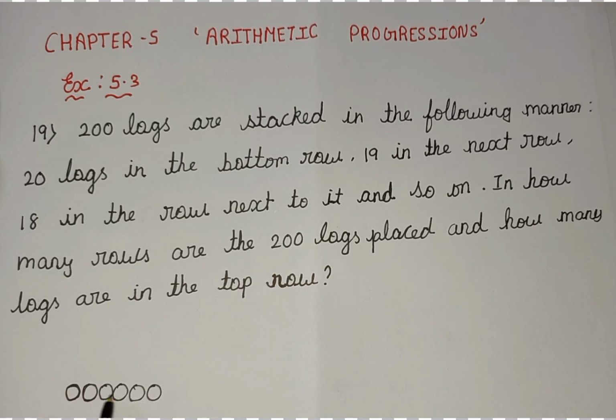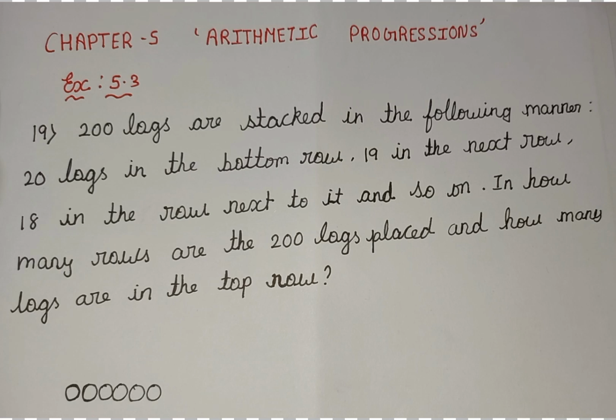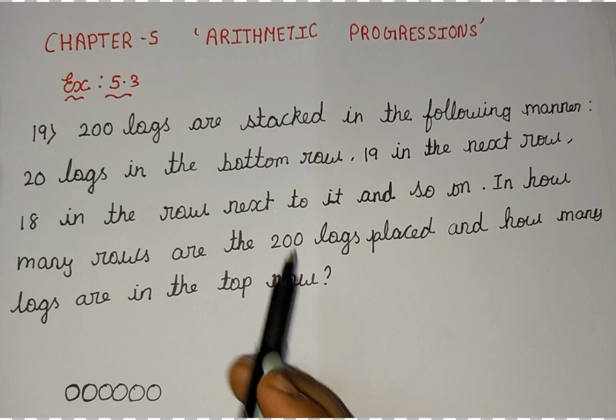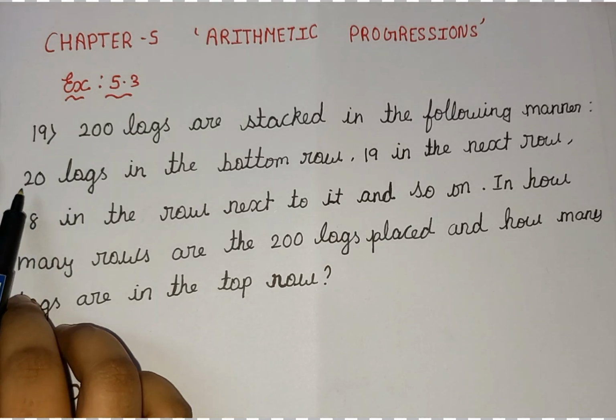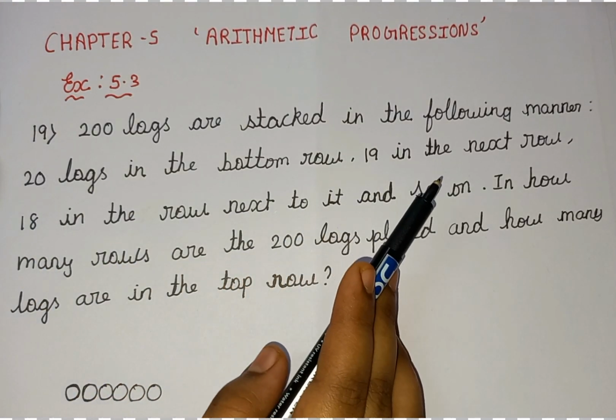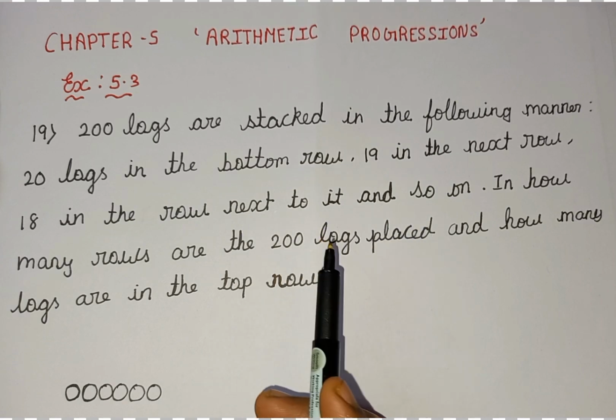So here I have 6 logs. That means wooden sticks. I know you guys didn't understand what the meaning of logs is, so if you just see the picture, you will get to know. So there are 6 logs which are attached together in the following manner: 20 logs in the bottom row, 19 in the next row, 18 in the row next to it, and so on.